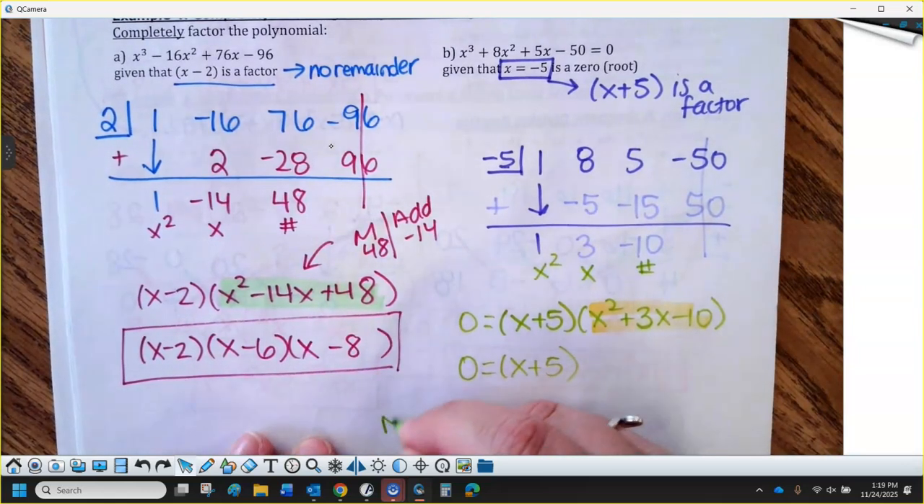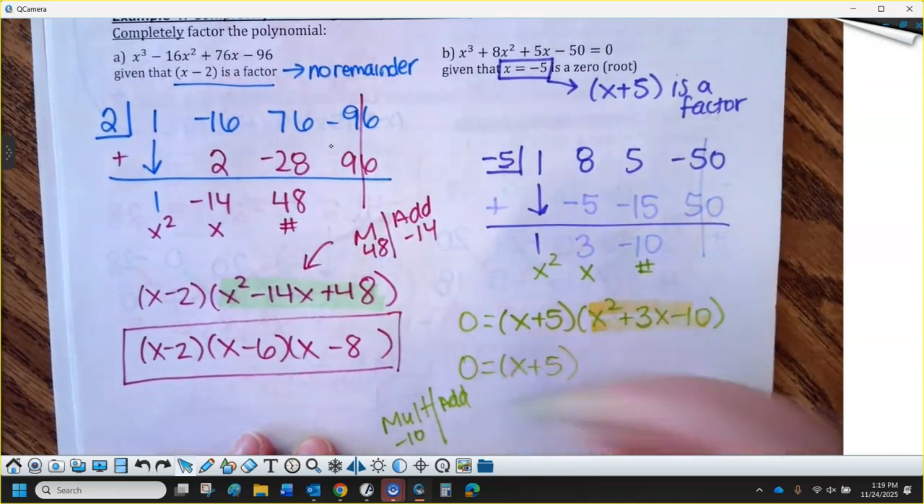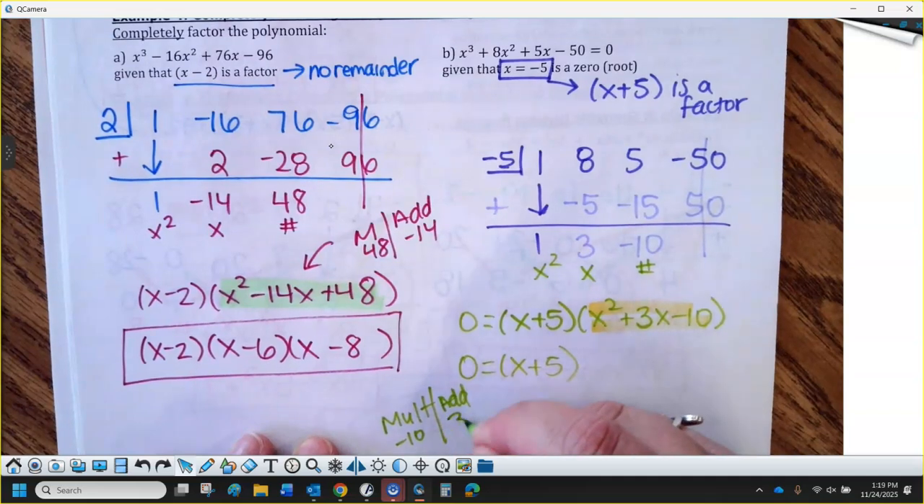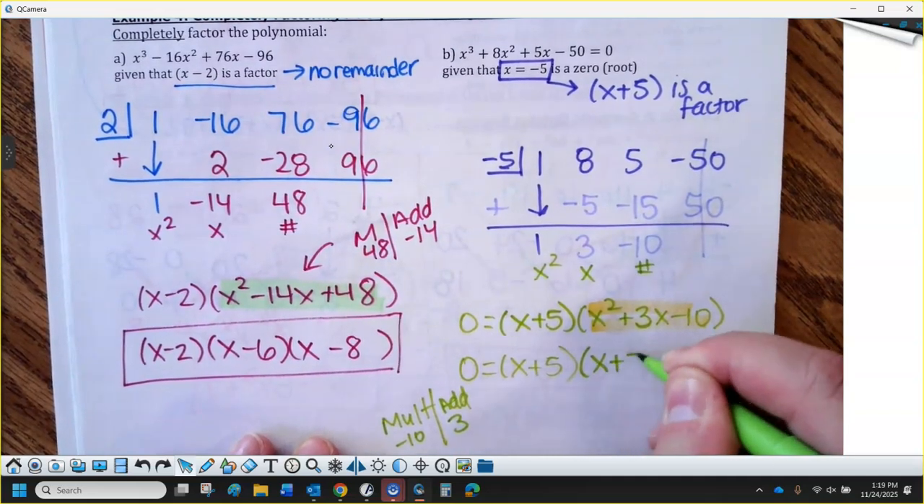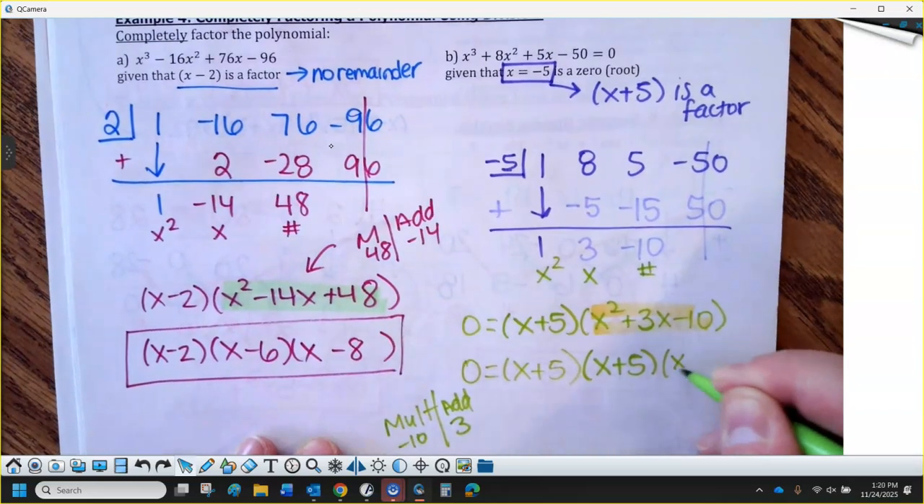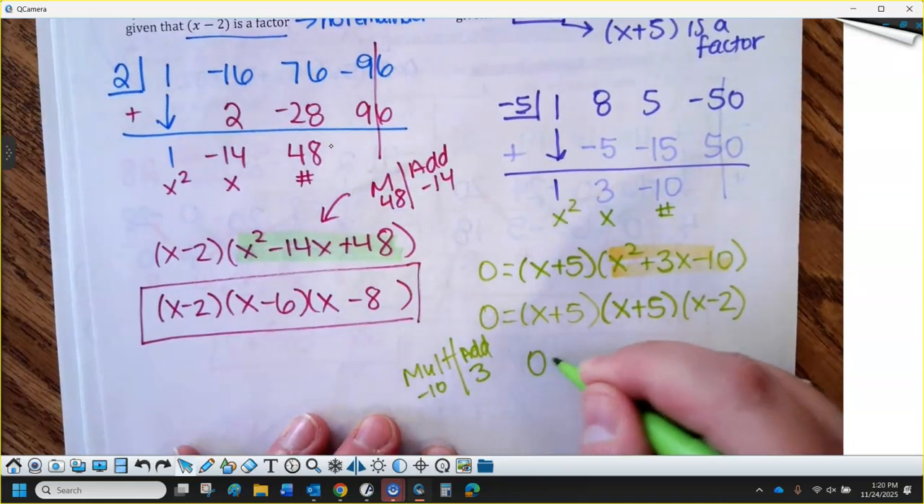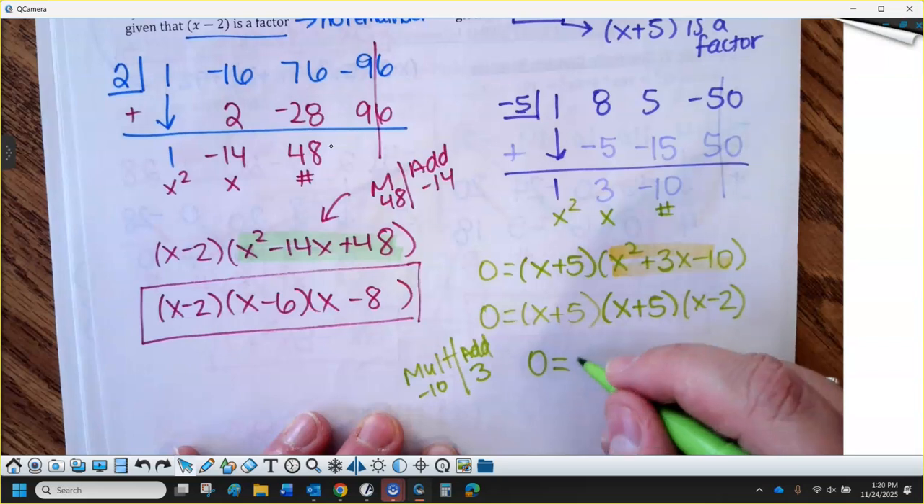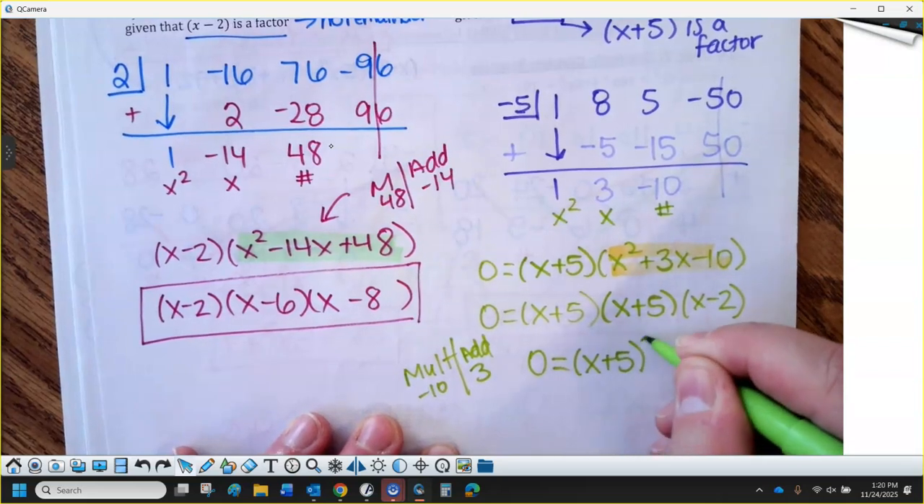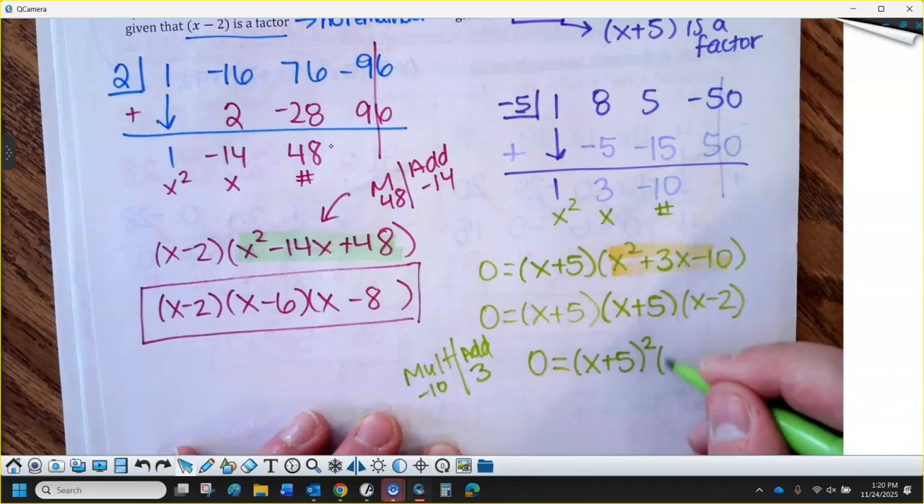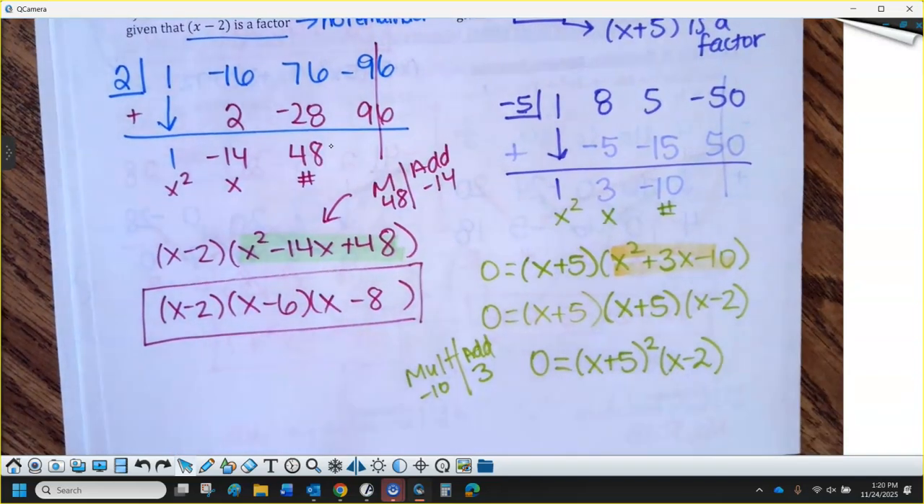For this one, can you guys think of two numbers that multiply to get negative 10? Yes, positive 5 and negative 2. I already heard somebody say it. So another x plus 5 and an x minus 2. Now, you can leave it like that if you want to, or I would maybe notice I had two x plus 5s. So x plus 5 can be written as x plus 5 squared there. And I know it doesn't ask you to graph it, but if we did have to graph it, then we would know that we'd have a bounce at negative 5, but just as an option.